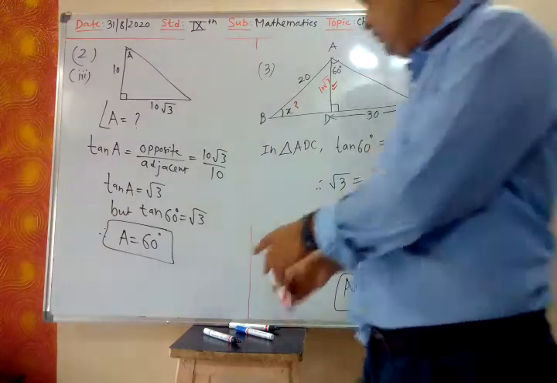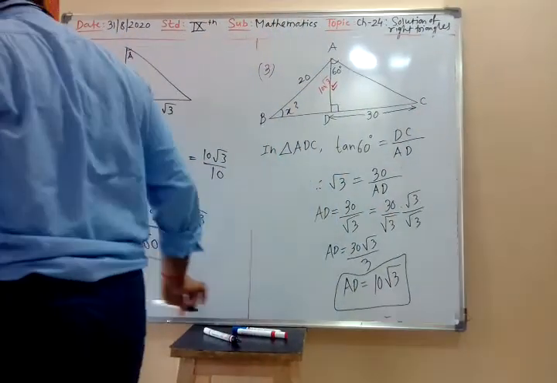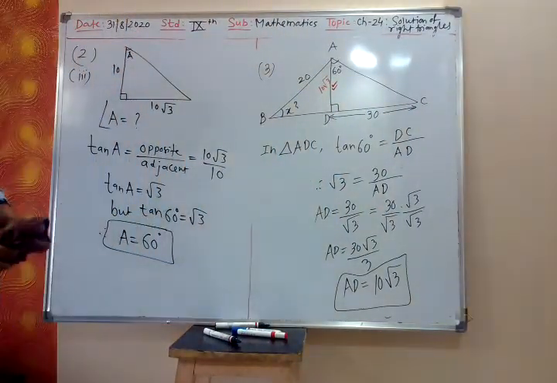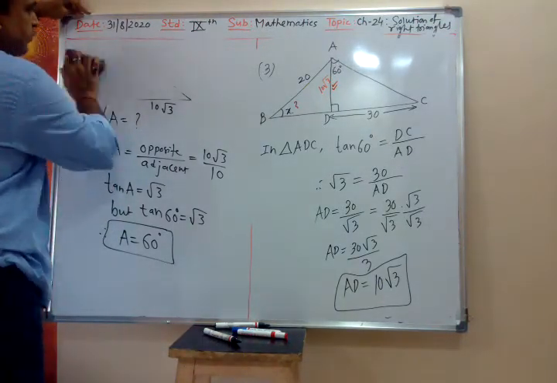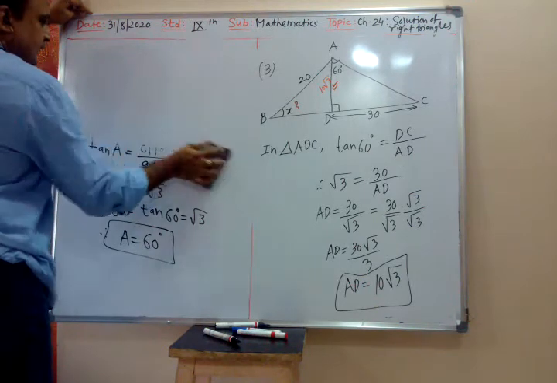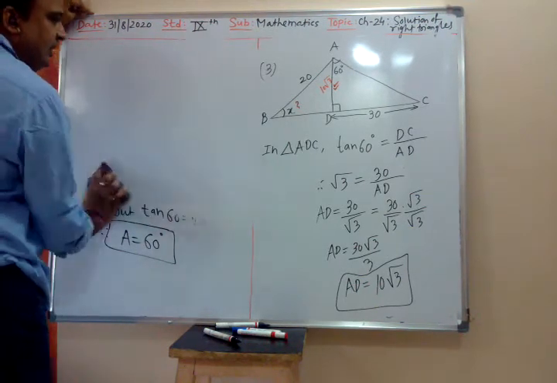So now we want to find x. In triangle ABD, the reference angle is x. Now I will consider another right angle triangle ABD.